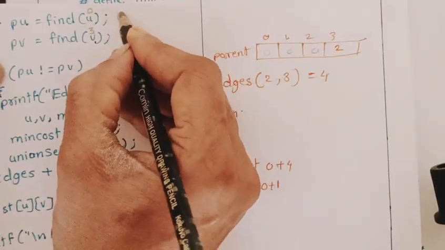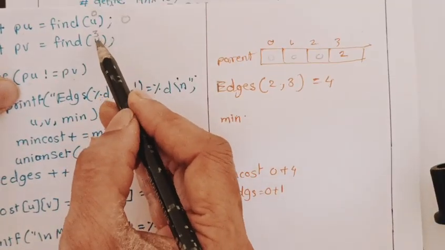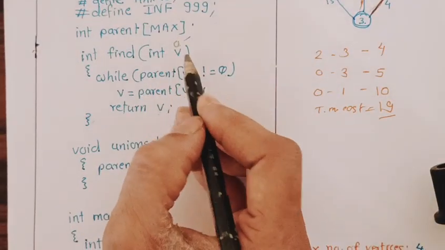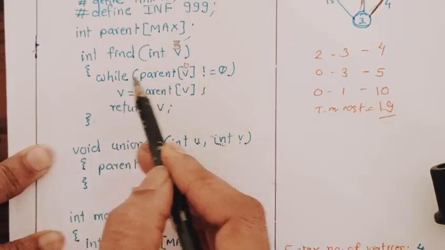U will be 0. Then find V, 3. For find V, we are passing the V value, which is 3. Whenever we pass it, we check while parent of 3.